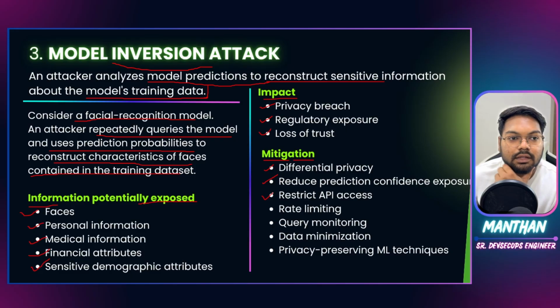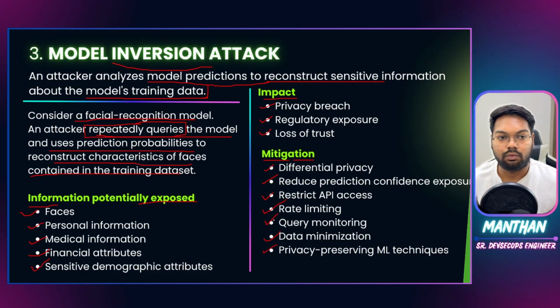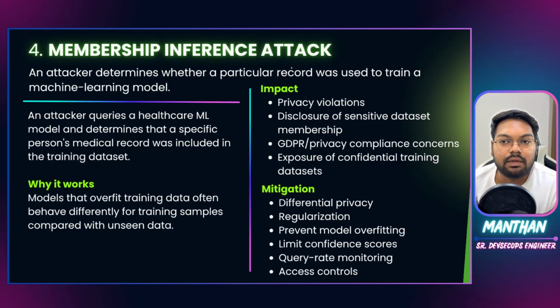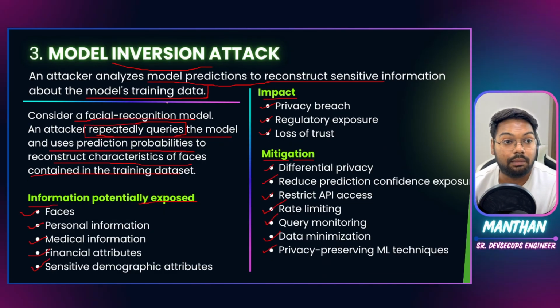Then restrict the API access and rate limit it, so that someone cannot repeatedly query the model for that particular training data. Then query monitoring: watch what queries are being fed to the model. And then data minimization is one thing, and then privacy-preserving machine learning techniques could be there. You will see different tools that would help us achieve that. So data privacy is one more important thing, which we would be addressing through this.